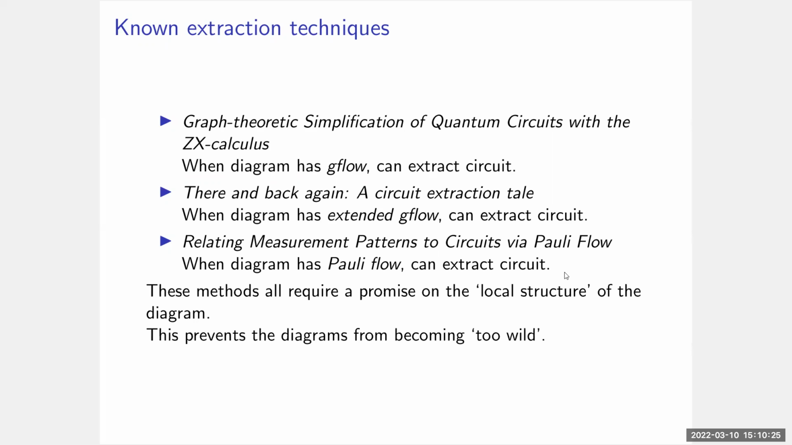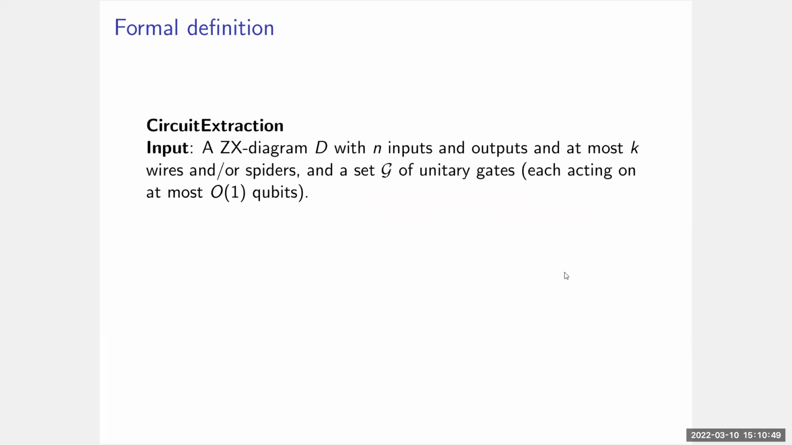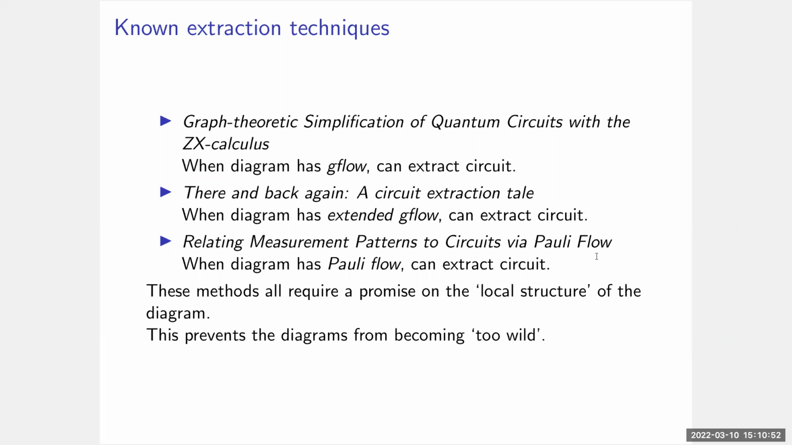Now, what all these three papers have in common is that these kinds of flows are sort of promises on the local structure of a diagram. So it says that when you look at a small part of the diagram, it has to be well behaved enough, like it prevents the diagram from becoming too wild. And this is what allows us to actually extract a circuit from it. Okay, and so then the question is, do we need such a local promise? Would a global promise that the entire diagram is unitary be enough?